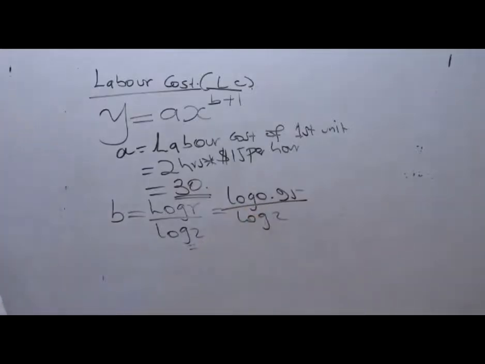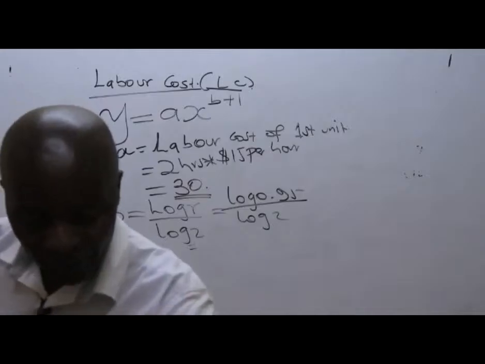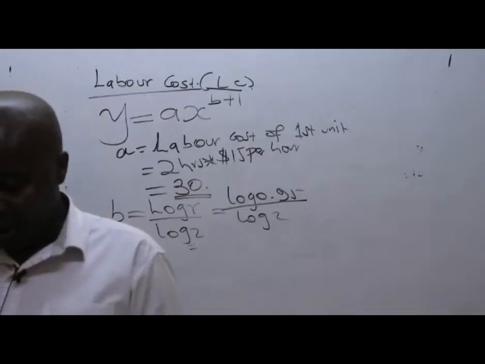So could you kindly give me an answer here? Log of 0.95 all over log 2. Tell me, what do we have, somebody?